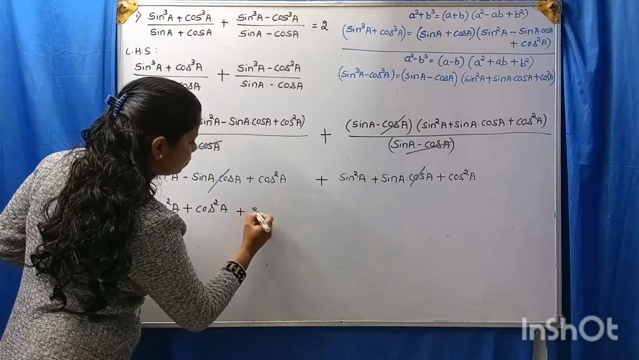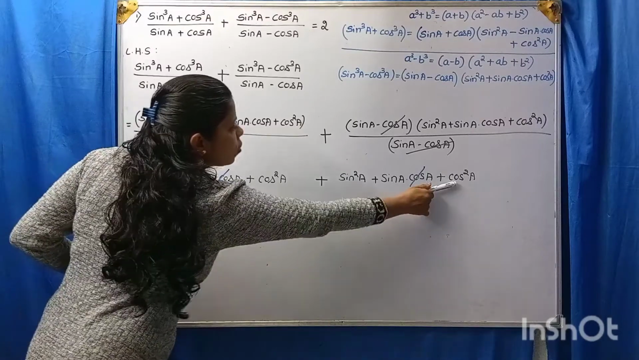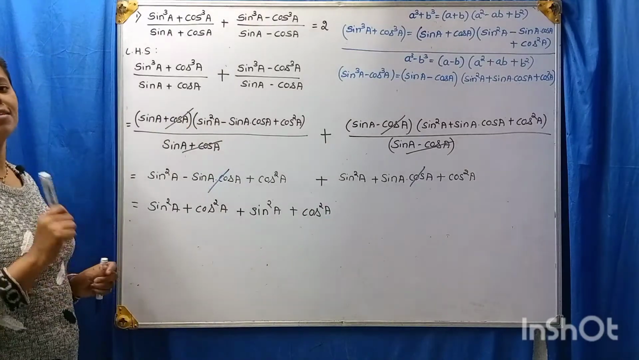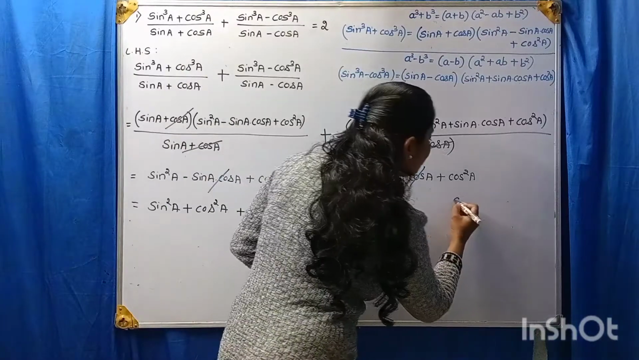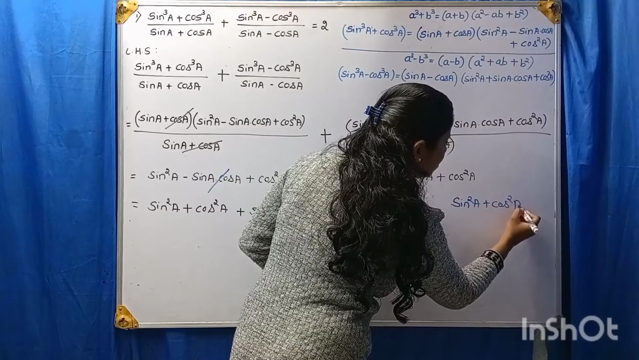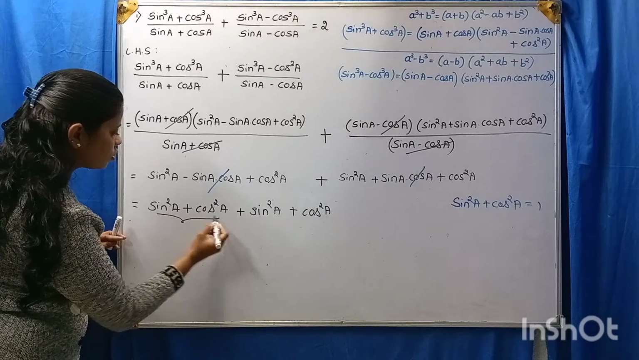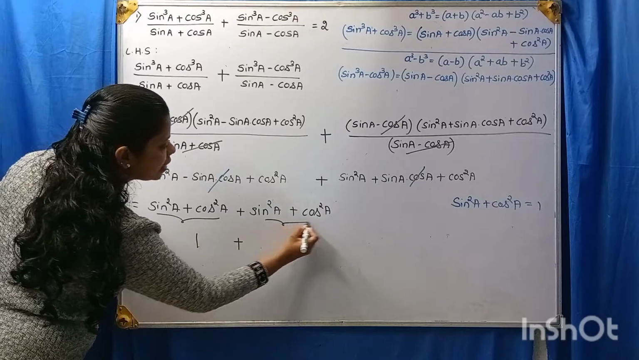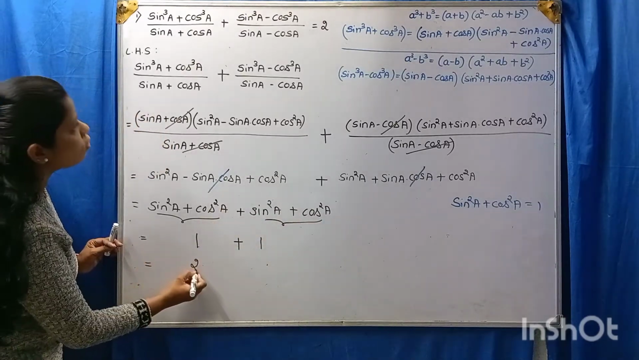plus sin square A plus cos square A. And we know that sin square A plus cos square A is equal to 1. It is the standard formula of trigonometry, right? Therefore, sin square A plus cos square A, I can write as 1, plus sin square A plus cos square A, I can write as 1. 1 plus 1 is what? 2.